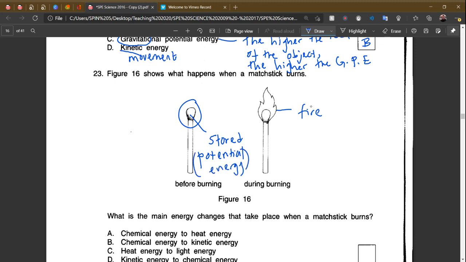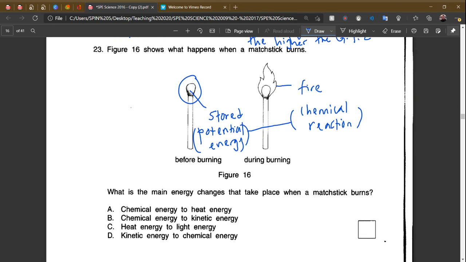And when it's burned, like this one, there's fire. It means there is a chemical reaction. So fire is actually a chemical reaction. When you combine these two things, it means that the matchstick has chemical potential energy. If we look at the choices, we can see that A and B have chemical energy. It's actually chemical potential energy. So we remove C and D. And if you look here, there's fire, and obviously when you have fire, you get heat energy. Therefore, the answer is A.